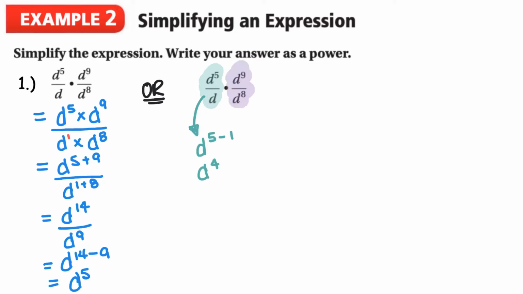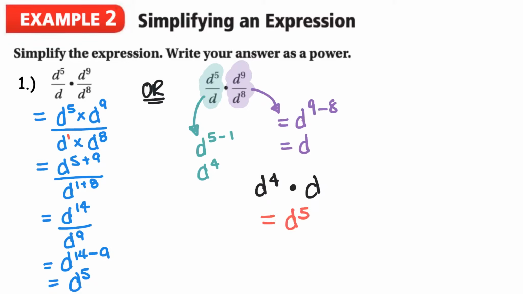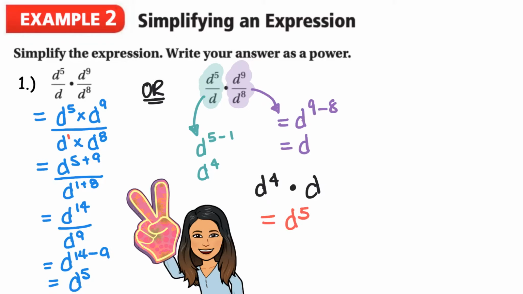And then if we look at the second fraction here, we've got d to the power of 9 divided by d to the power of 8. So that's just going to be d to the power of 9 take away 8, which is just going to be d to the power of 1. But we don't need to write the 1, so it's just d. And then we've got our two expressions, and now we can multiply them. So we've got d to the power of 4 times d to the power of 1, which is d to the power of 5. So we've got two different strategies here, and both of them give us the same answer.